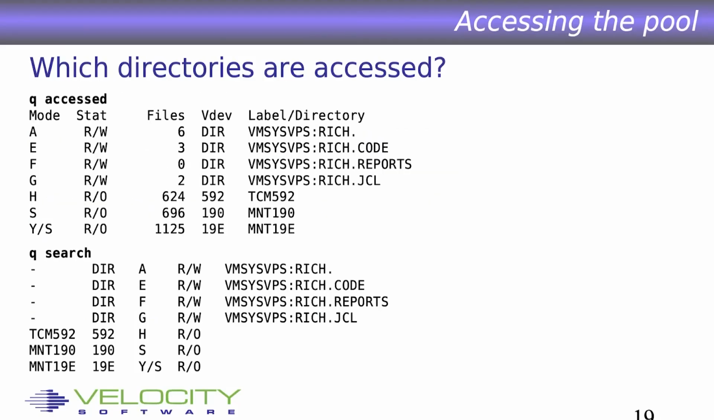So how do we tell which directories are being accessed? There's two different commands that provide that information. Query accessed gives you this format. Query search gives you this format. Which one is better? I don't know. I typically use query search because it's shorter.